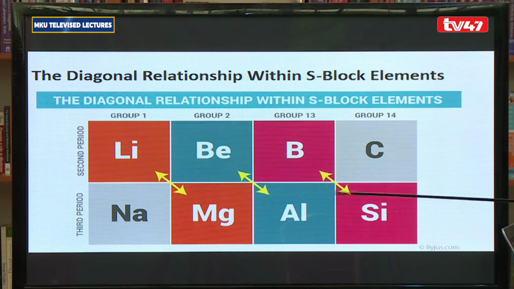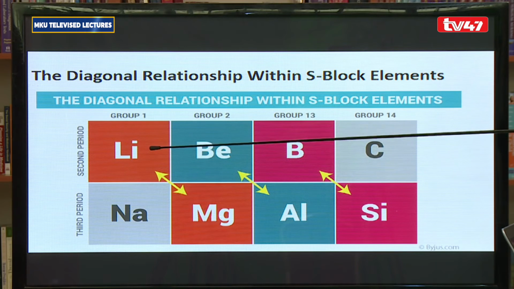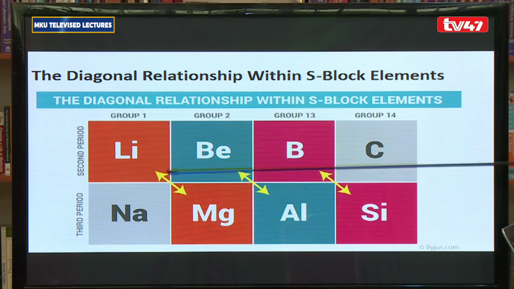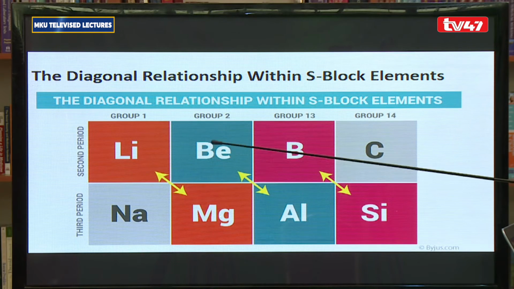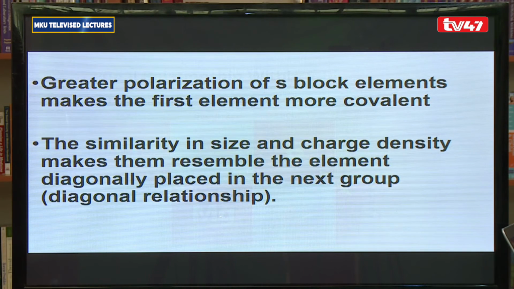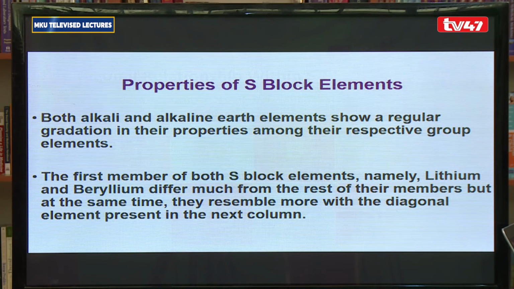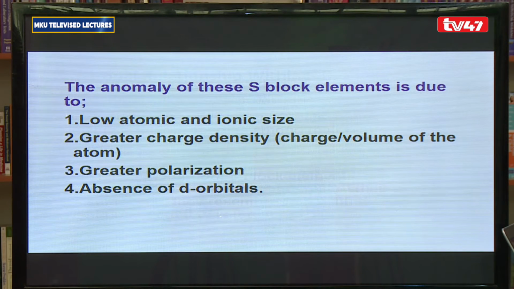So the first element of a group normally shows anomalous behavior from the rest of the members, but it shows some similarity with elements of the next group, which are placed diagonally, and that is what we call the diagonal relationship.